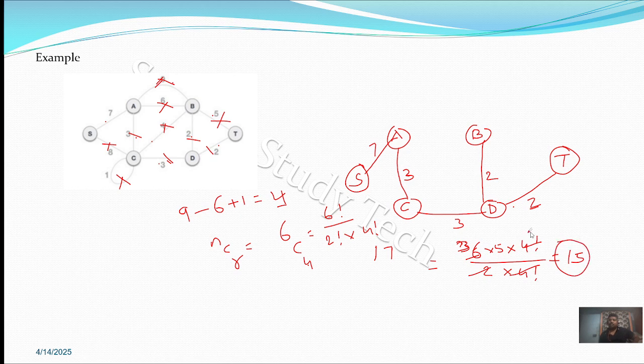Out of those 15 spanning trees, this is the minimum cost one. More than one spanning tree may have the same cost. Also, the number of vertices in the original graph must be present in any spanning tree. For example, this spanning tree consists of 6 vertices, and all other spanning trees also consist of the same number of vertices. So thank you for watching this video.